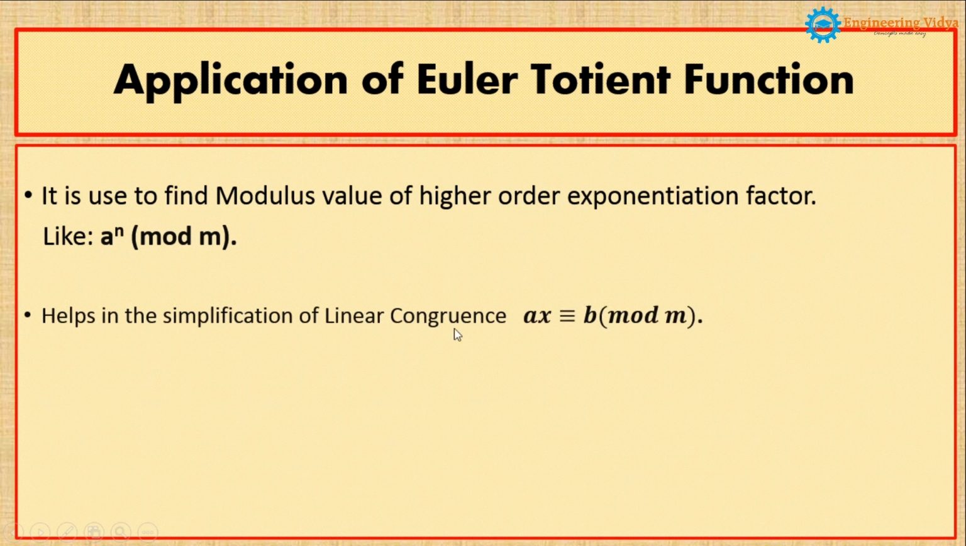The second application says that if you want to solve the linear congruence ax congruent to b mod m, then you can also solve this kind of problem with the help of the Euler-Totient function. So this is all about the application of the Euler-Totient function. This is the end of this lecture. From the coming lecture, we're going to start the problem solving part. Thank you.